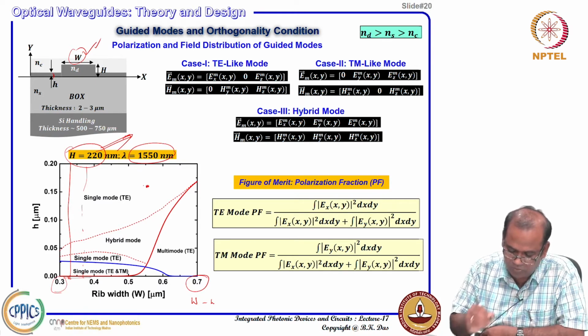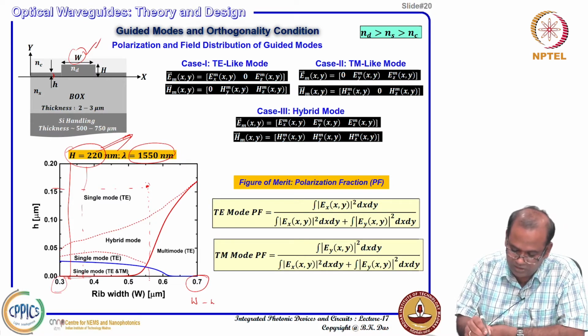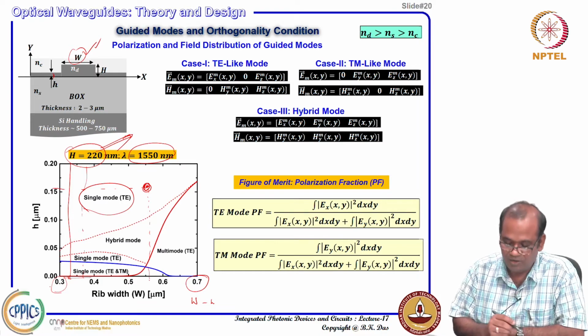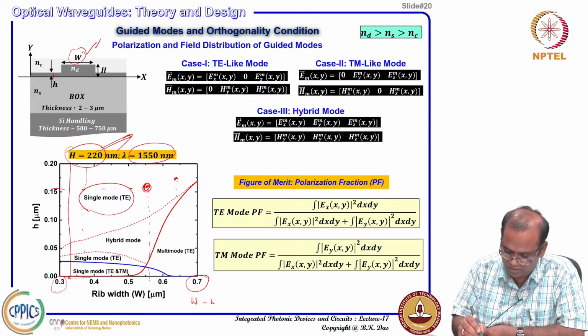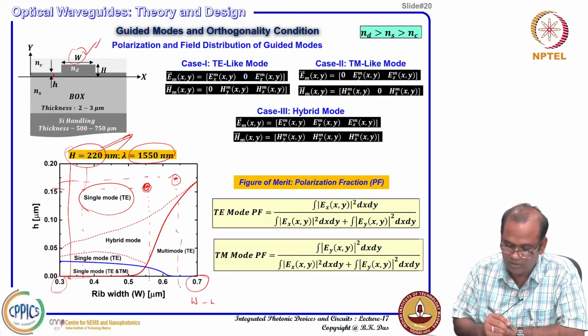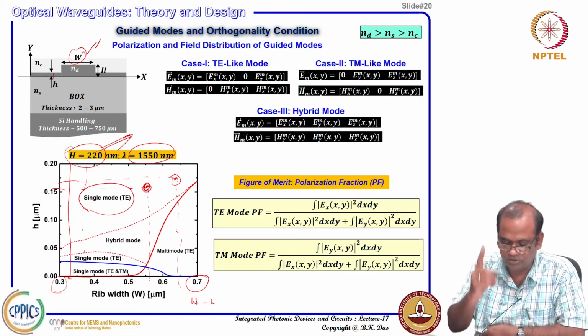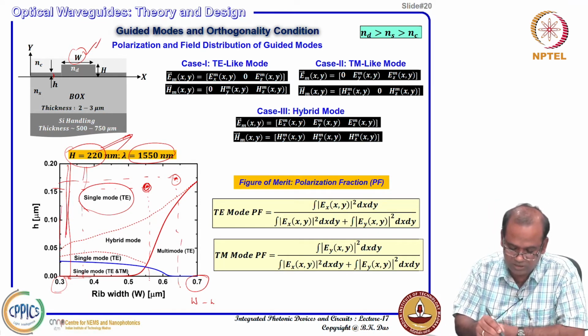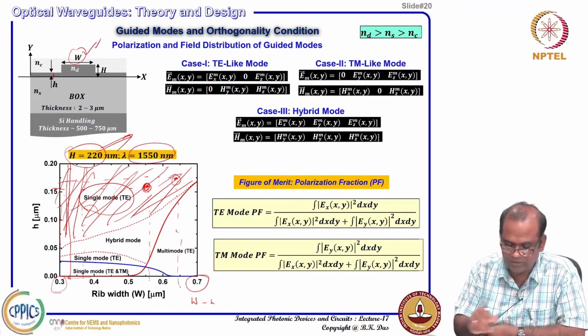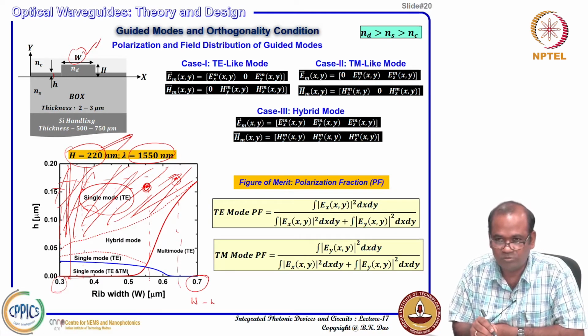Suppose I consider this point, meaning W value is here and H value is here. If I use this H value and this W value, then what type of solutions will I get? I will get only one solution, and that is T-like mode. Similarly, if I consider this point, corresponding W value this one, if I solve this one, I can get H this one, there also I will get T mode, a single solution. So, in this region, for any W and H value you get, it will be a T-like mode.